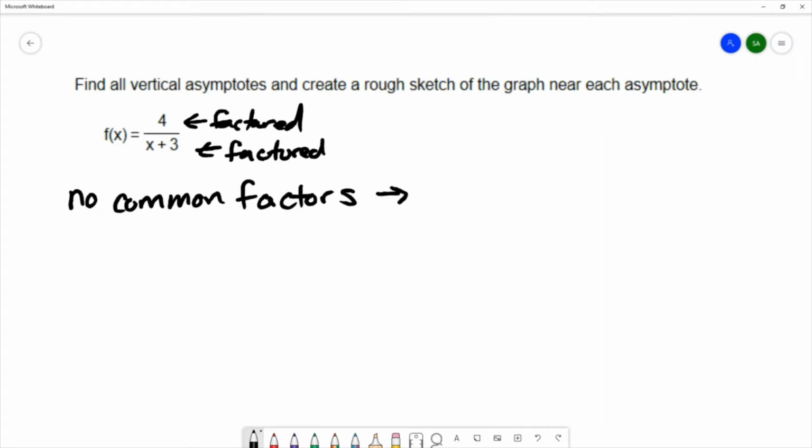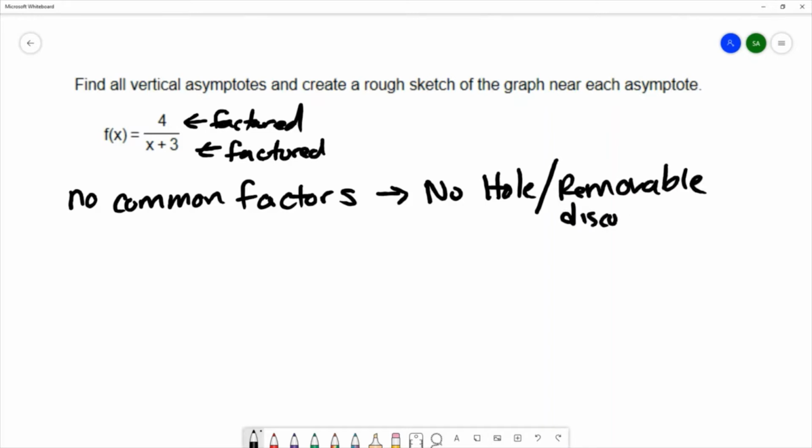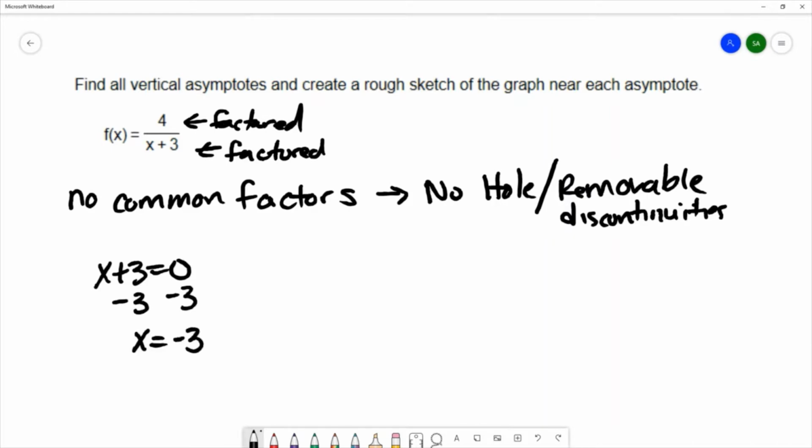So no common factors tells us that there is no hole in the graph, and sometimes we call those holes in the graph removable discontinuities. So now that we know that there are no holes and no removable discontinuities, we can find the vertical asymptotes by setting our denominator equal to 0. So I set the denominator equal to 0, subtract 3, and I get the solution of x equals -3.